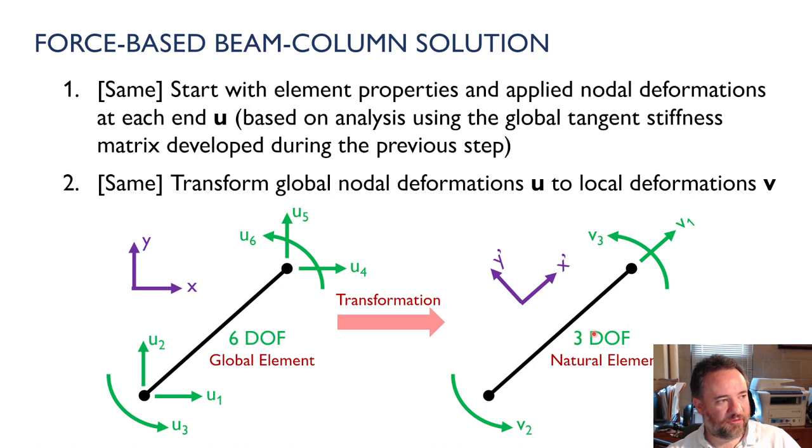Okay, so what happens now for force-based beam column solutions? This is the other type of beam column element. How does this one solve? Well, it starts the same way. I get the end deformations from OpenSees' previous analysis, like from the previous time step. It gives the new deformations to the element. The element then has to transform those global deformations into what are called in OpenSees parlance the natural element deformations, which are local to the element, basically. Again, the same 3 degrees of freedom. They're aligned with the element's local axis directions, which are potentially different than the global axis directions.